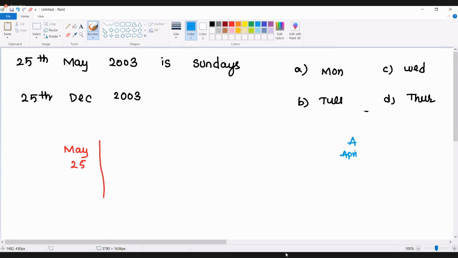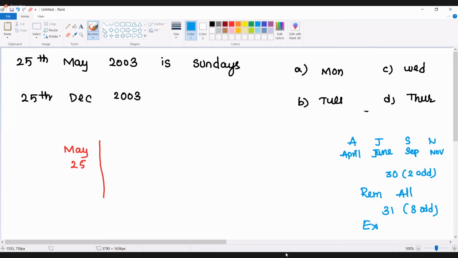J indicates June. S indicates September, N indicates November. AJSN will have 30 days. That means the number of odd days is going to be 2. Remaining all the months will have 31 days. That means 3 odd days, except February. This is the statement. Please do remember. You will understand the importance of this statement here.